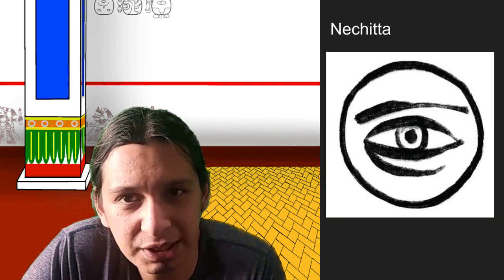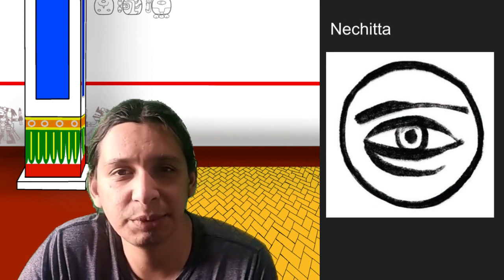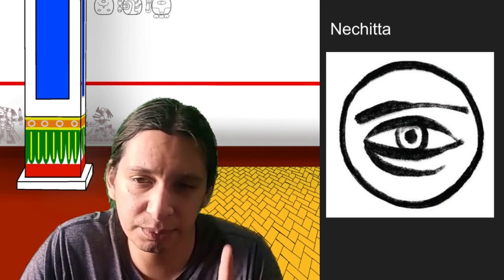Now if I put nech ita without that H at the end, now it does mean he sees me or she sees me. Just one person.